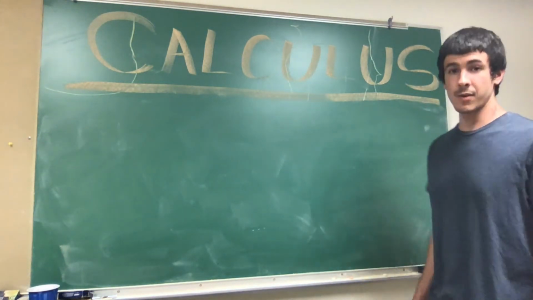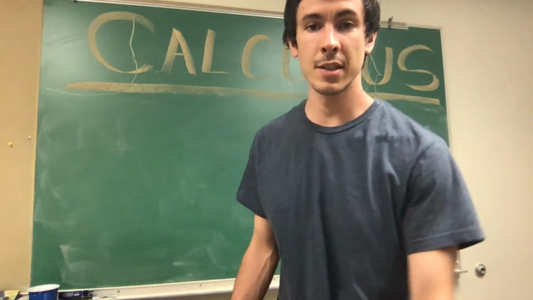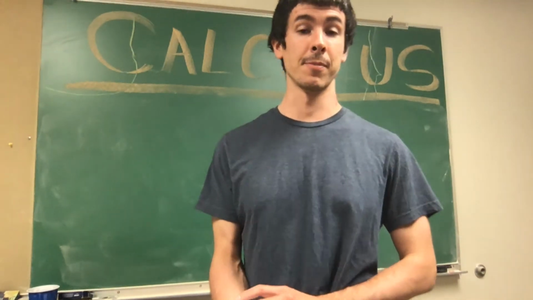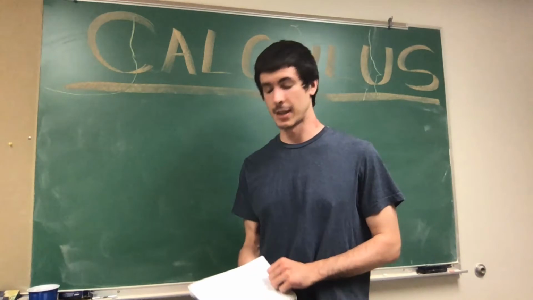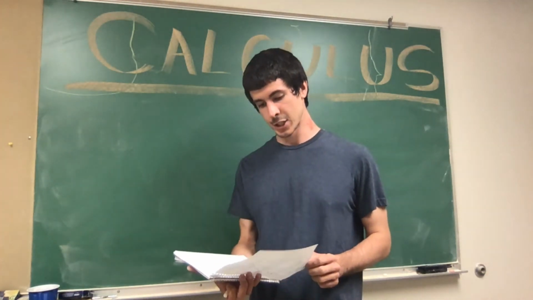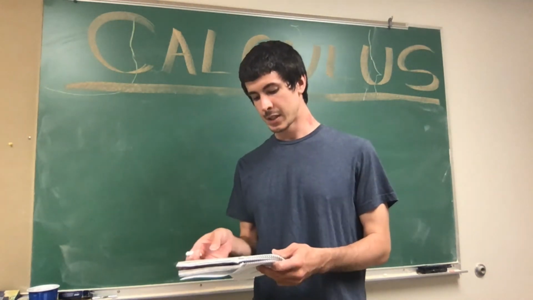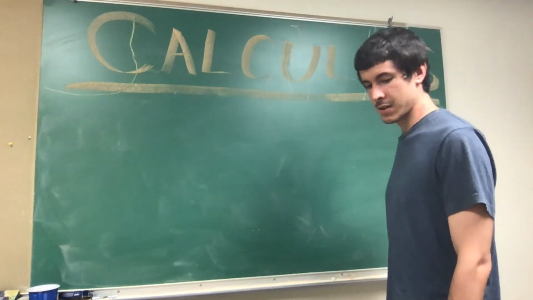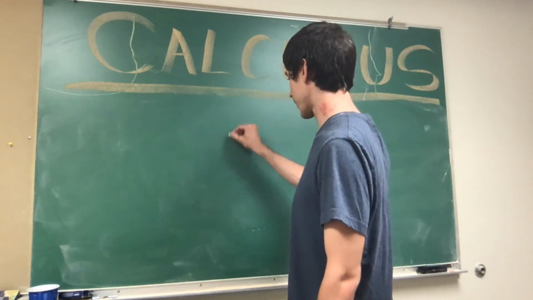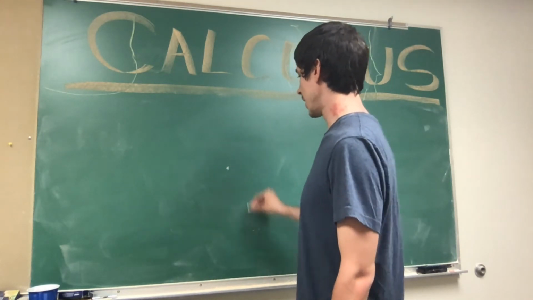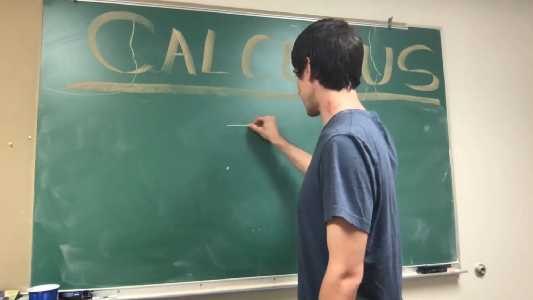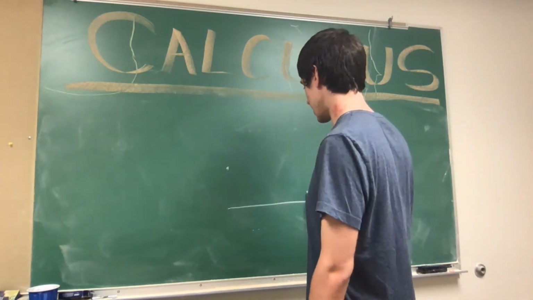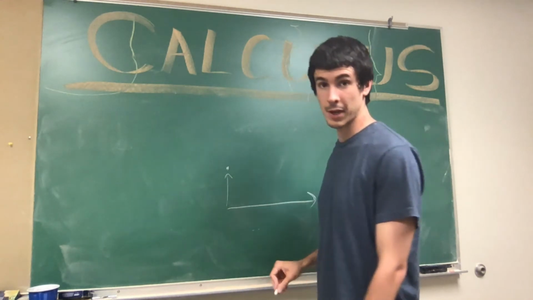Okay, so now let's get into related rates. Related rates is sort of a more story problem type application of implicit differentiation. So let's say that we have a fixed point. Say this is the x-axis. This is the y-axis. Say we have a fixed point along the y-axis.